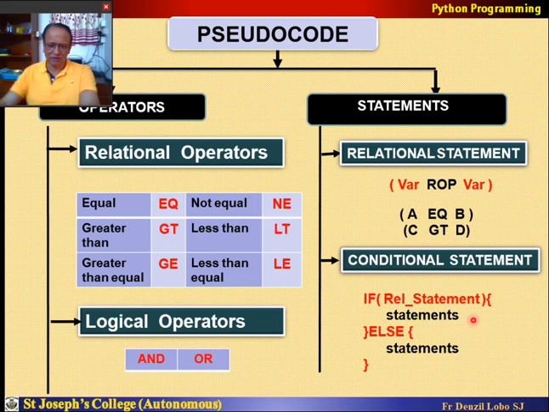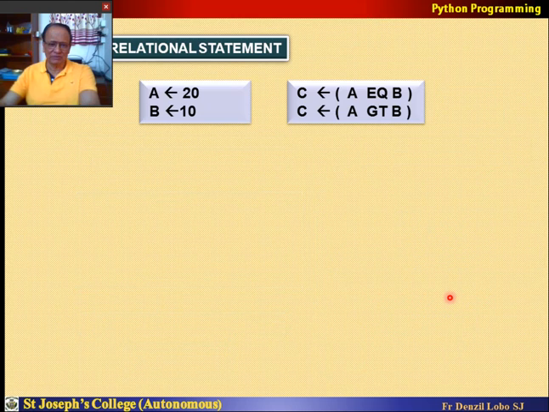Let us get into some examples, then you will understand. For example, suppose here you are assigning 20 to A and assigning 10 to B. And I can ask, is A equal to B? No. Therefore, C will contain false, no, 0, not true. Is A greater than B? Naturally, 20 is greater than 10. Therefore, C is going to contain yes, or a positive number, 1.